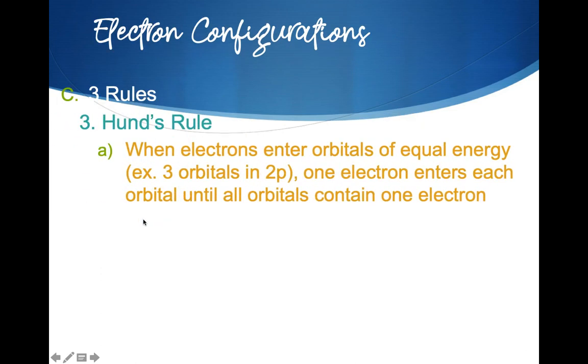Okay, third rule, Hund's rule. Remember that picture I just showed you that showed there were 3 orbitals in 2p? If you had 3 electrons in the 2p, 1 electron enters each orbital until all the orbitals have 1 electron, and they only double up if they have to.